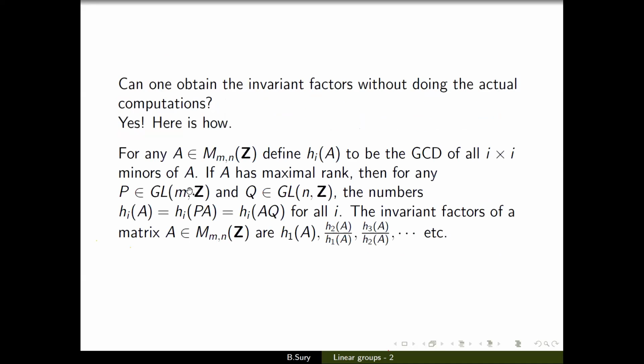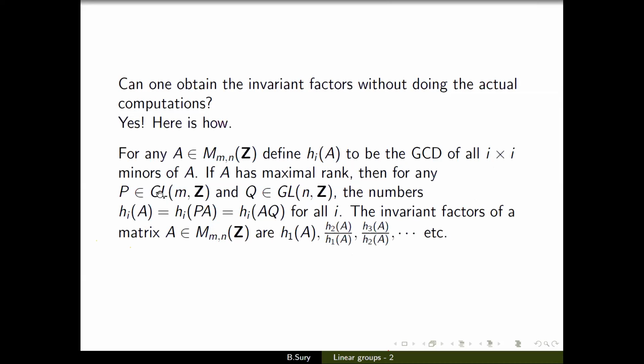Here is how. As I said, take any rectangular matrix A and look at H1(A) to be the GCD of all the entries, all the 1 cross 1 minors. H2(A) is the GCD of all 2 cross 2 minors, H3(A) is the GCD of all 3 cross 3 minors, etc. Obviously, from the way it's defined, H1 will divide H2(A), H2(A) will divide H3(A), because you're looking at all 3 cross 3 minors for H3(A), like that. If A has full possible rank, then whatever P and Q may be, these GCDs don't change.